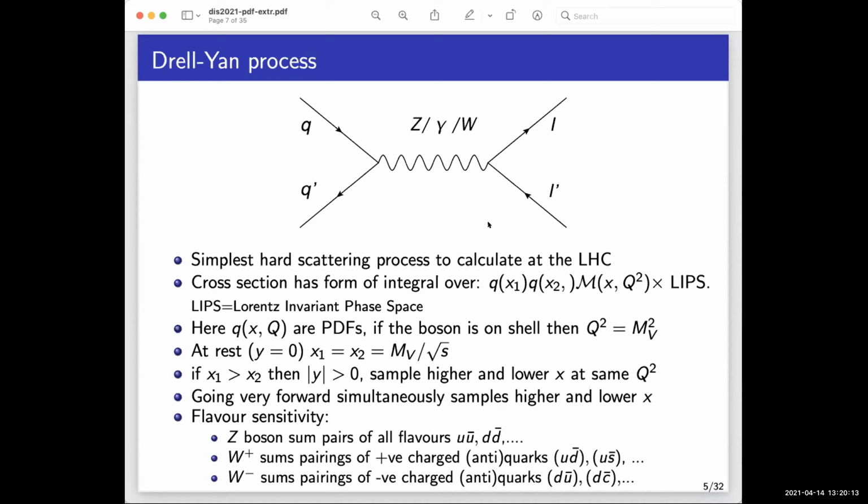What's maybe more interesting in terms of these data sets is the different flavor sensitivity that you're getting from these processes. So the Z boson is summing over the pairs of all flavors, u ubar, d dbar, and so on, times either the EM couplings or the weak couplings or the interference between them. And then W plus is summing over pairs of positive, and W minus is summing over pairs of negatively charged quarks and antiquarks. So this gives you extra flavor sensitivity.